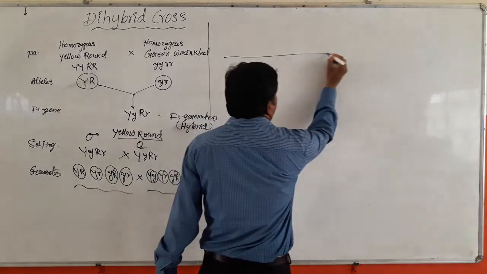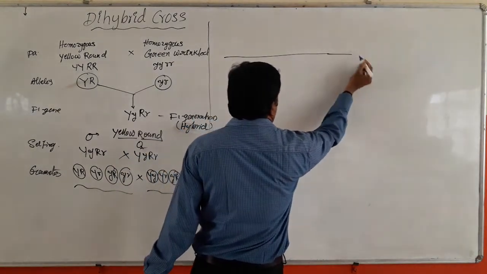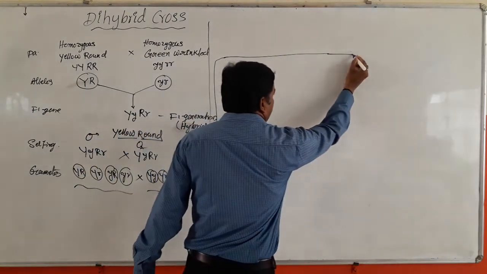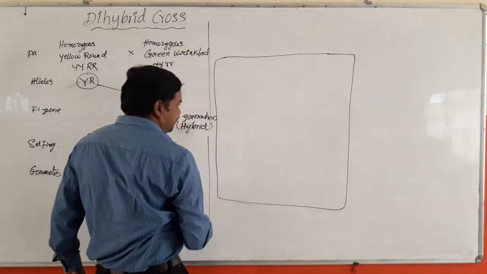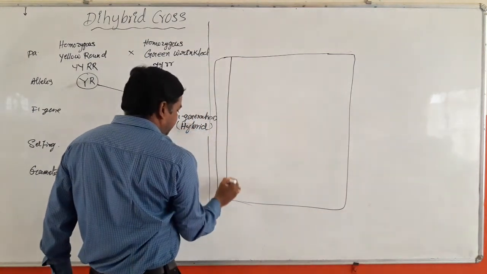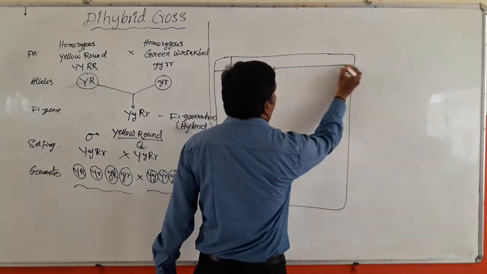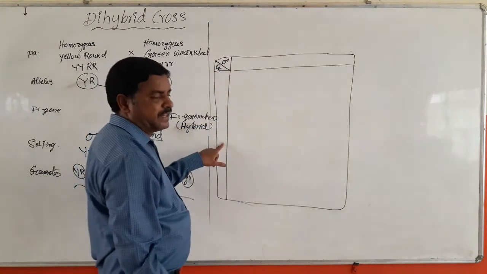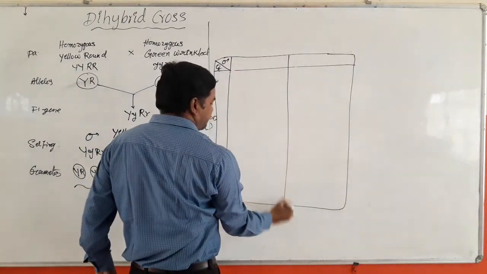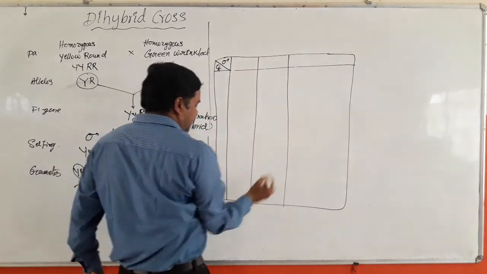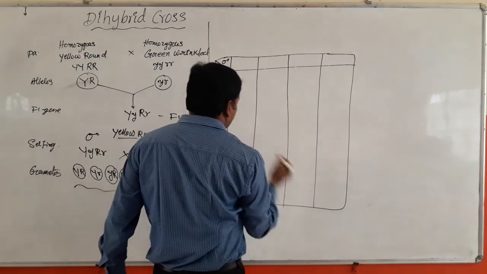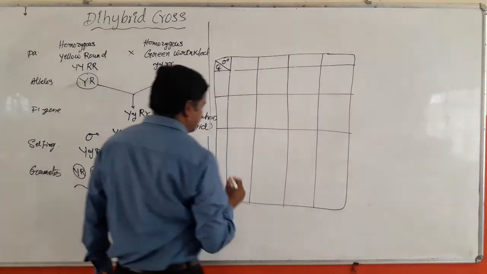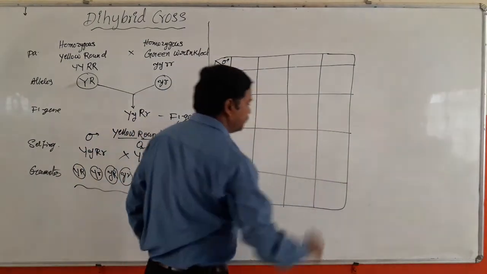For example, this is the Punnett square board. Here, total 16 plants are formed. This is the left column for female gametes, and this is the right column for male gametes. Total 16 plants are formed. In the total 16 squares, each square is represented by one combination. Here, total 16 plants are formed in a F2 progeny.